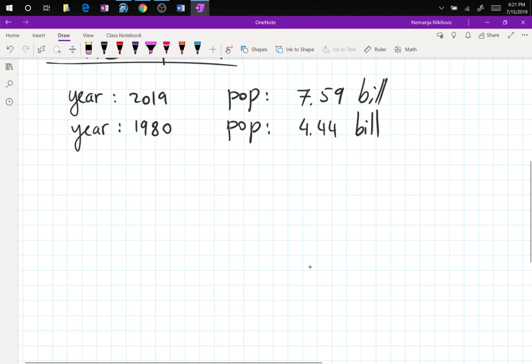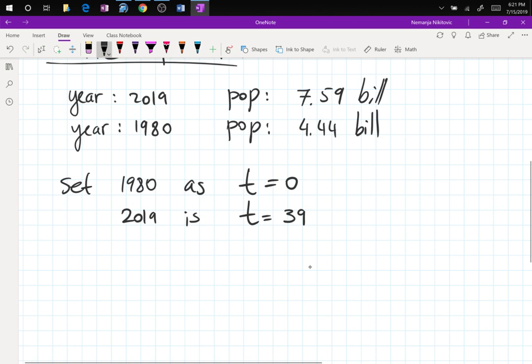Well, there are the numbers, and the way it goes is we're going to set 1980 as t equals 0. So if 1980 is t equals 0, then 2019 is going to be t equals 39 years later, right? When you subtract. So we are setting 1980 as t equals 0, which immediately means that my population P0 is 4.44. That's my initial population because we are setting up the start of our calculation, right? The start of everything at t equals 0.